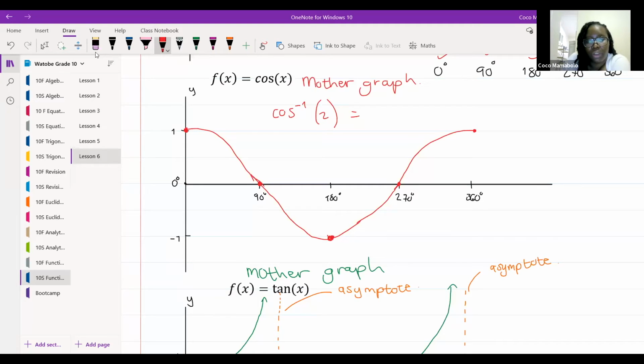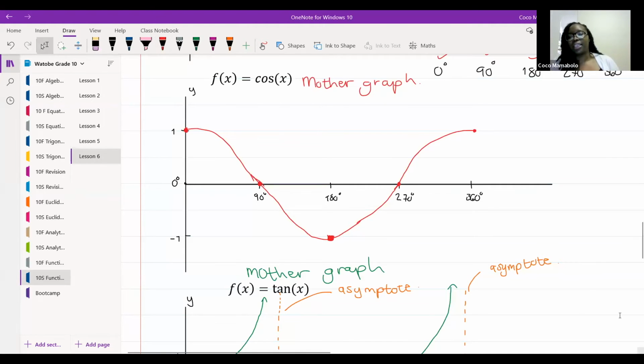-1. Okay, so the other graphs don't have an asymptote, but also the mother graph of sine and cos can only be between 1 and -1. They can't go any higher and they can't go any lower. Okay, so does that answer your question? Yes, Samuel. And you are currently in FET, Samuel.